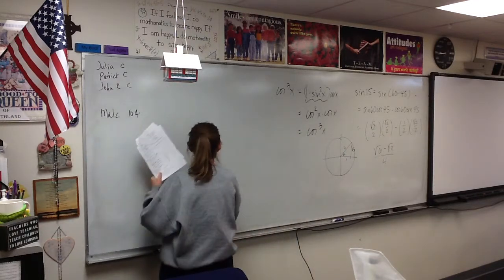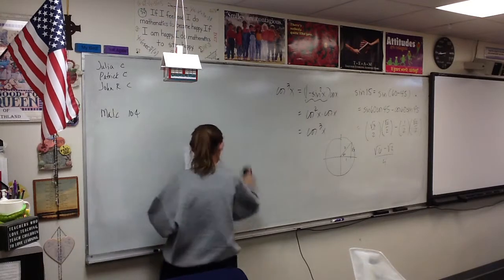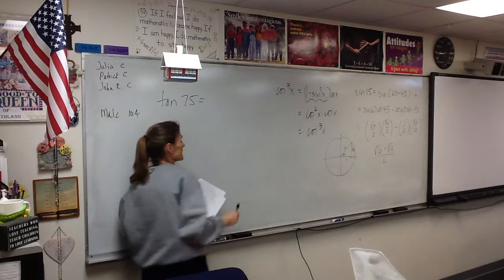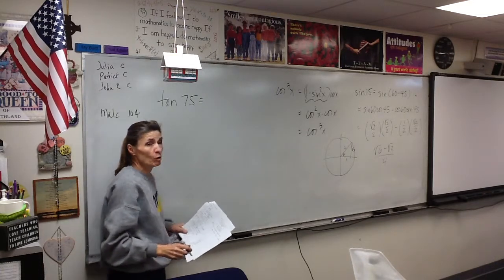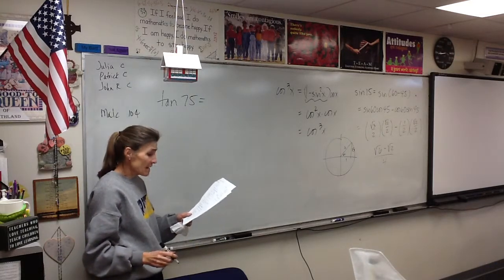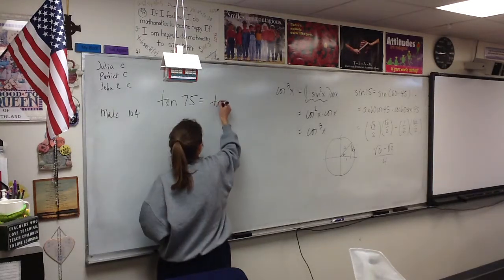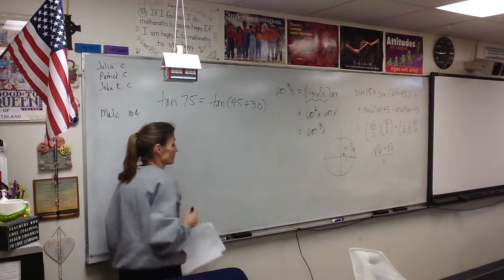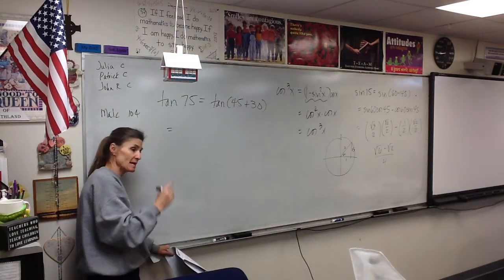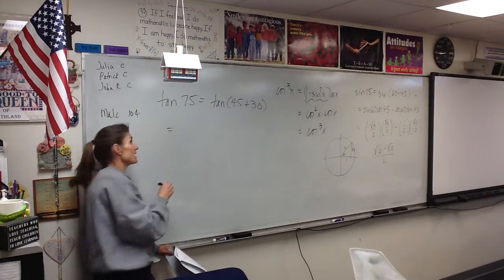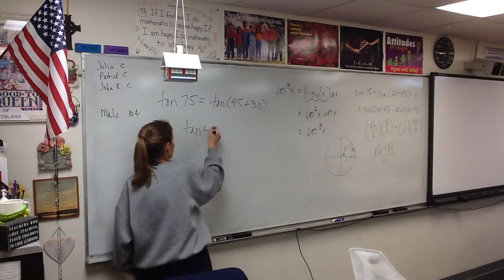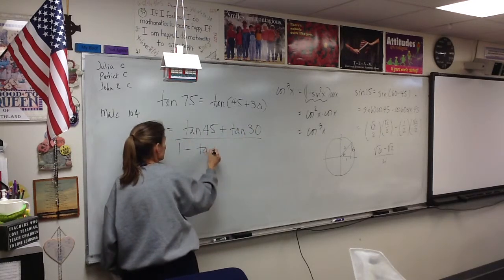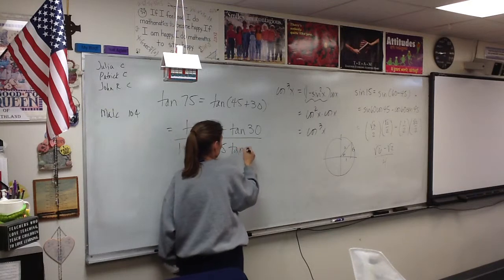Now we're going to do the same thing, only we're doing it with tangent. So the tangent of 75, this is going to be a little more arithmetic. The tangent of 75 is the tangent of 45 plus 30. There are other ways to write 75, but that's an easy way. Now, the tangent formula says tan of the first plus tan of the second over 1 minus tan of the first, tan of the second.